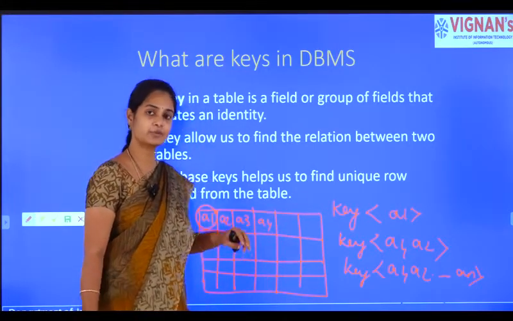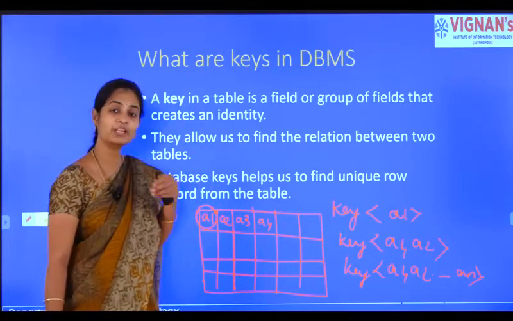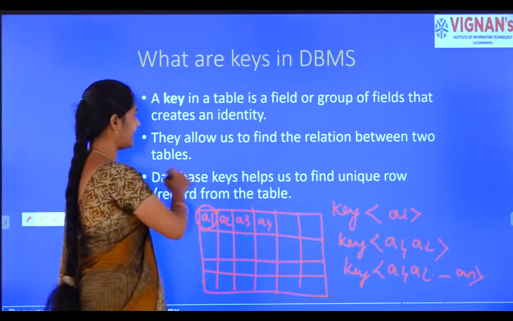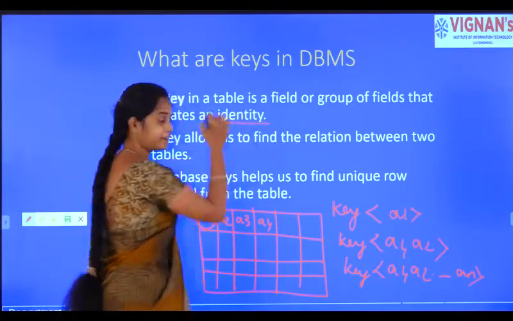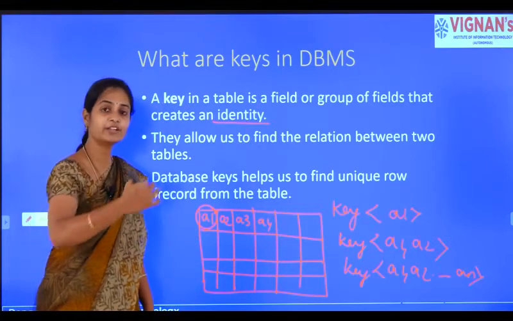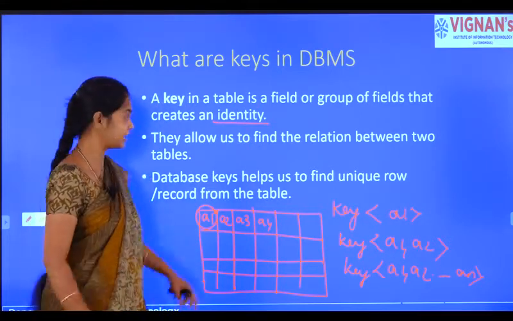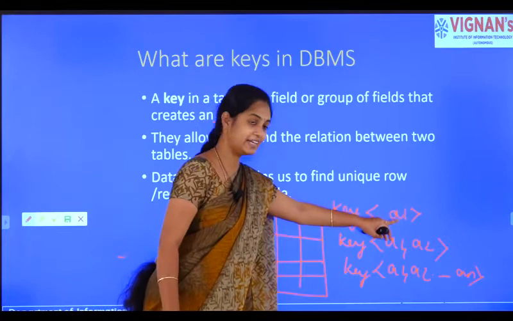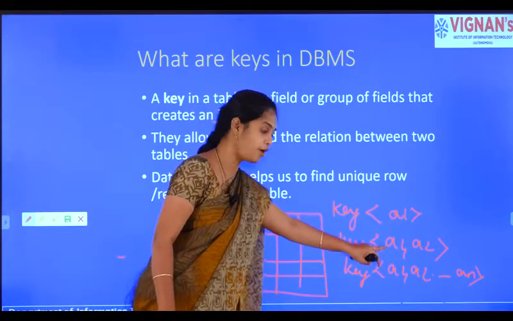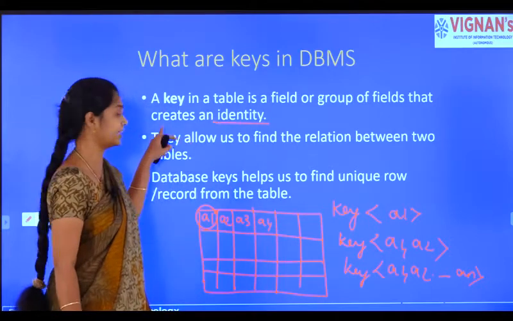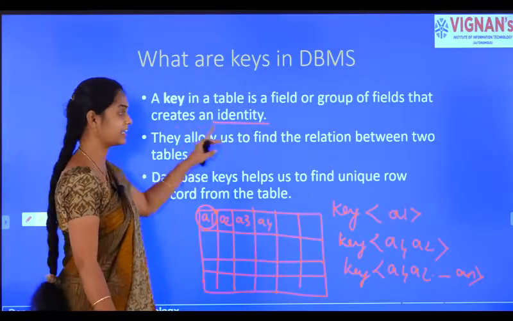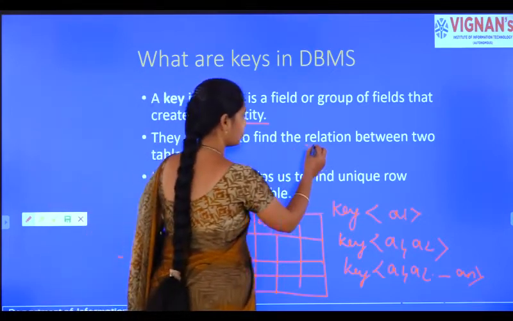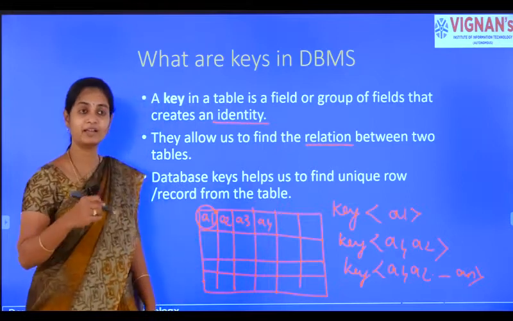Now what will these attributes do? These attributes will uniquely identify the tuple in the relation. It will create an identity between the two tuples in a relation. That is the main purpose of a key. A key is nothing but a single attribute or a set of attributes that creates an identity. It will allow us to find the relation between any two tables.